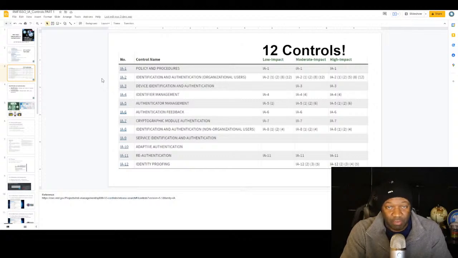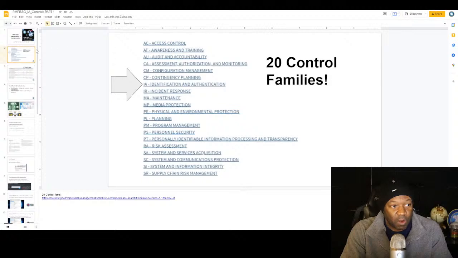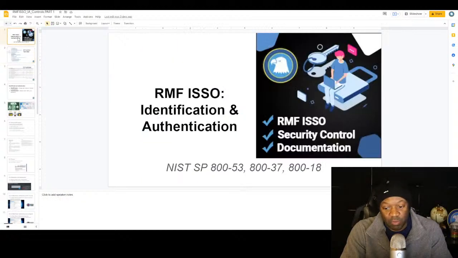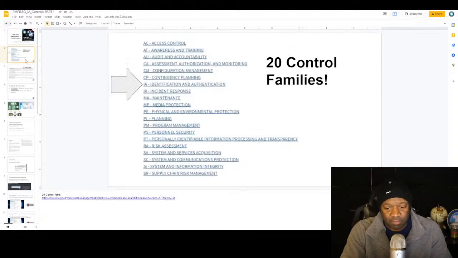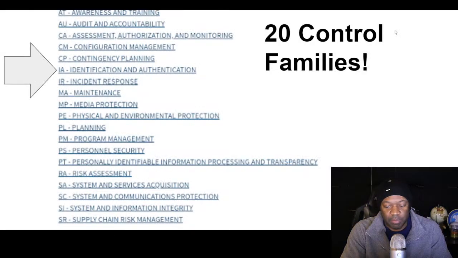We're talking about information assurance for an ISO. We've been walking through the IA controls, identification and authentication. In particular, we're talking about all the family of controls. Here we are right here in the family of controls. Let's make this a little bit bigger for you. There's 20 different families of controls in the NIST 800 series of controls.